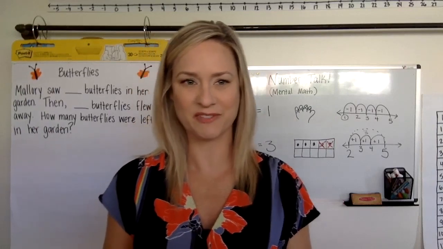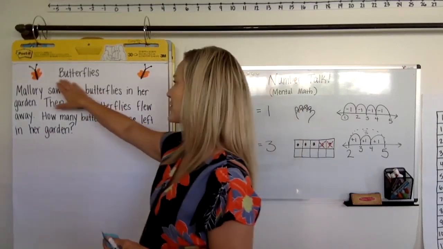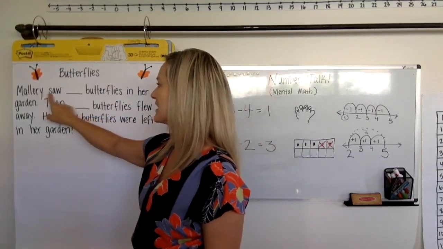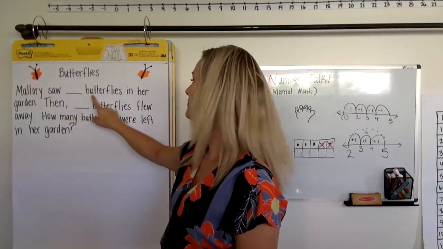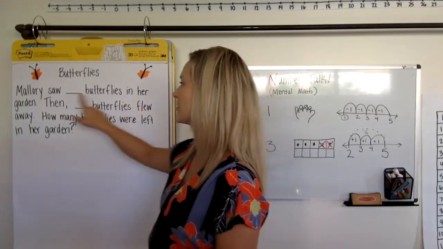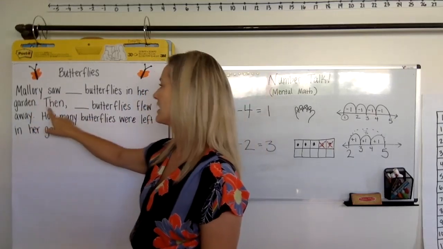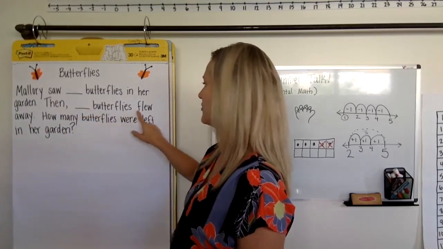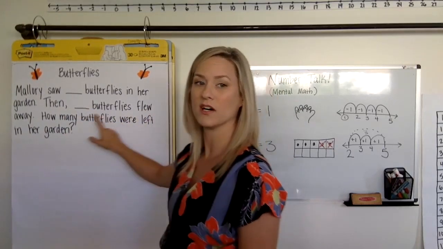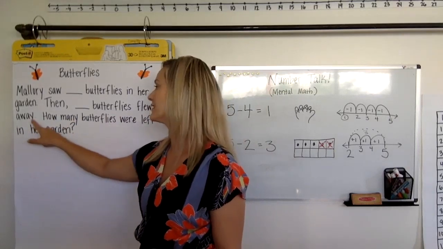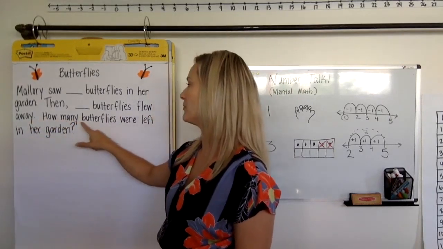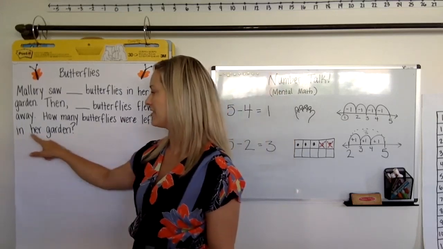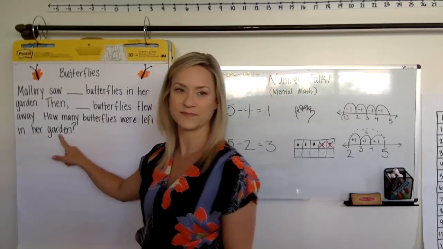So first, let's just imagine what's happening with the story. All right, so our story is butterflies. Mallory saw butterflies in her garden. Then butterflies flew away. How many butterflies were left in her garden?